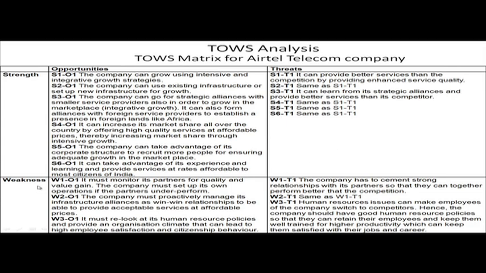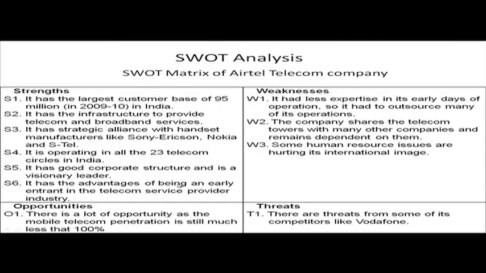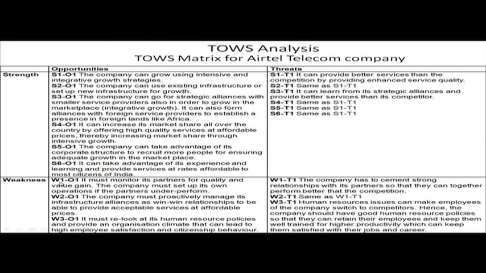Now, we have to take the help of opportunities to hedge the weaknesses of the company. So, W1O1. Now, let us see what is W1. It had less expertise in its early days of operation, so it had to outsource many of its operations. And the T1, that is threat, is there are threats from some of its competitors like Vodafone and BSNL. So, the weakness 1 and opportunity 1 is it must monitor its partners for quality and value gain. The company must set up its own operations if the partners underperform.